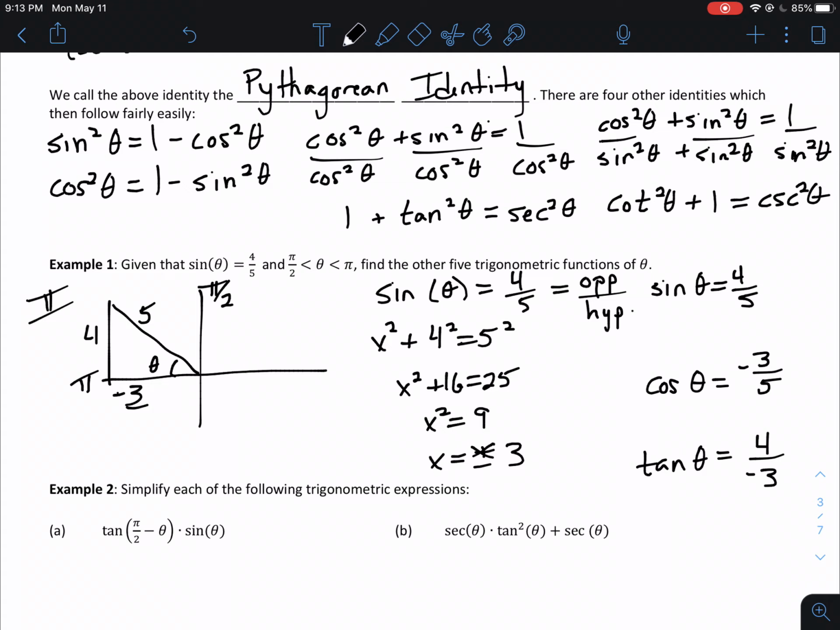So now let's go back and find all the reciprocal identities, so cosecant, secant, and cotangent. Now here's the nice part: if you did this in the same way I did, you're going to have an advantage, because remember, reciprocal just means take your fraction and flip it. So cosecant, being the reciprocal of sine, would just be 5 over 4. Secant is the reciprocal of cosine, so that would be 5 over negative 3. And cotangent is the reciprocal of tangent, so that would be negative 3 over 4.